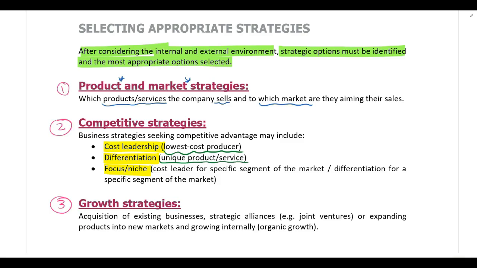Or what you can do is you can get the best of both worlds. You can have a focus or a niche competitive strategy. And that means that you are a cost leader with some segments of the market, and then you go for the differentiation in other segments of the market. So depending on where you are selling your product, that determines what your price is.